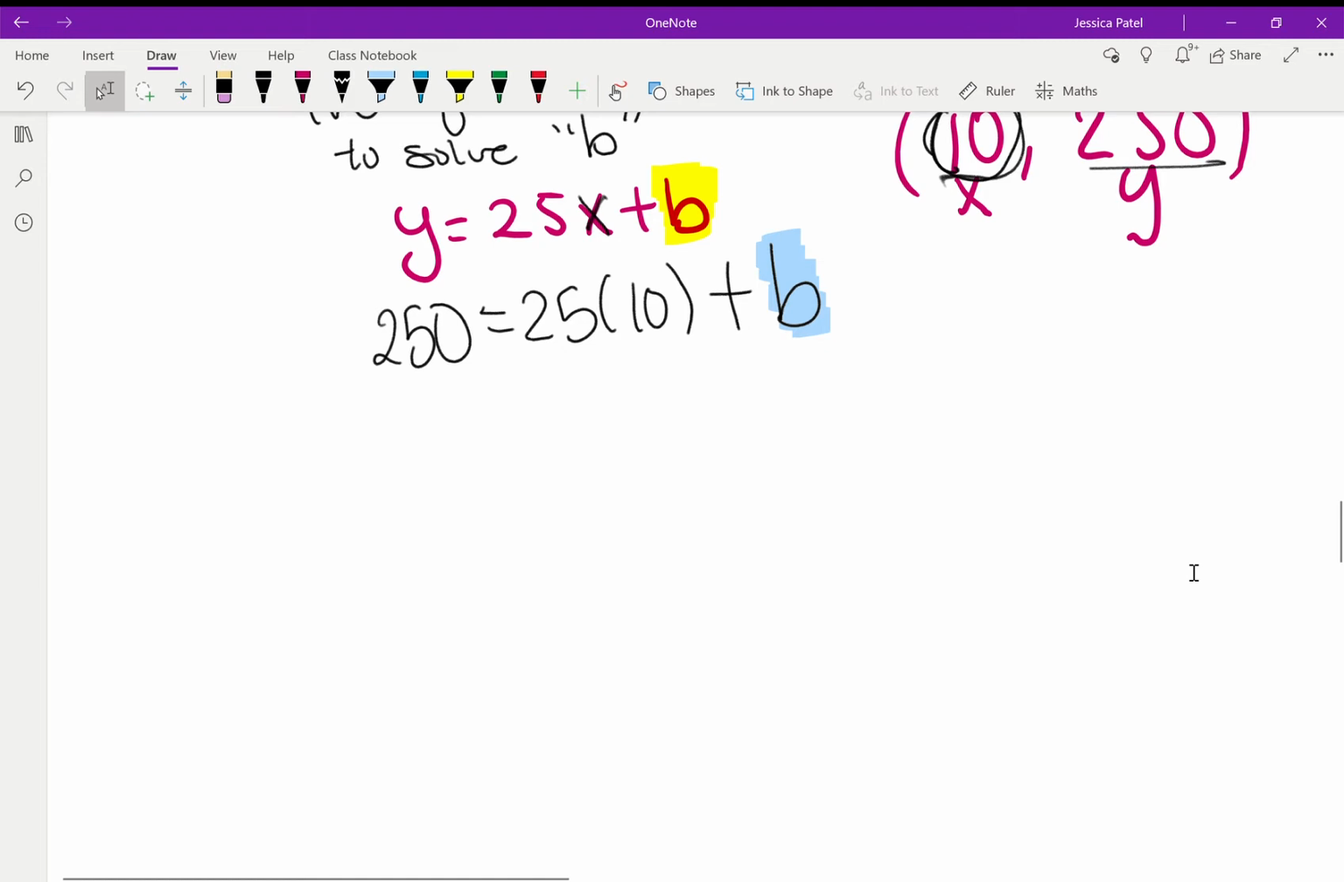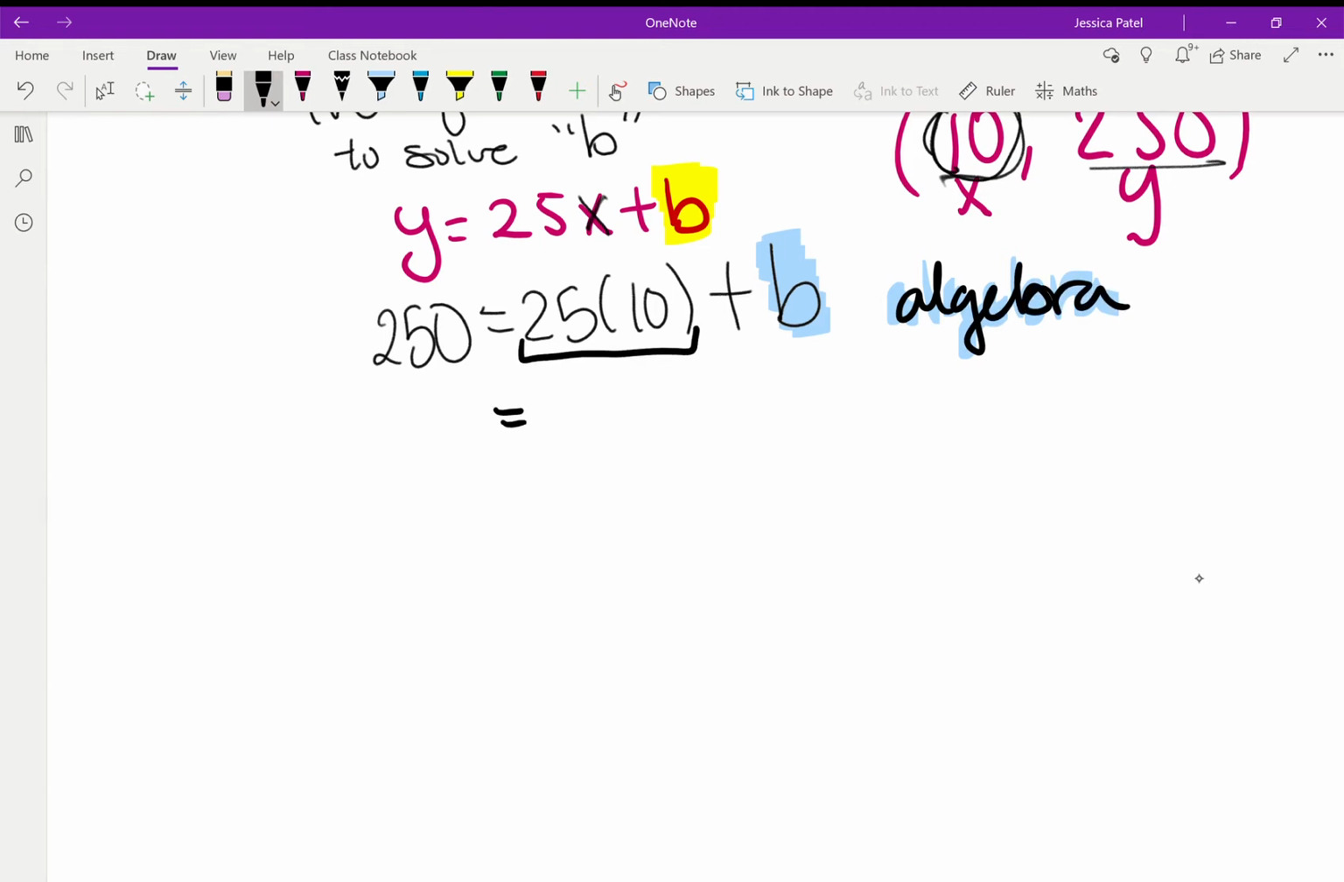Okay, so we're just going to use algebra now in order to end this. First thing you do, bracket, which is 25 times 10, so that's 250, plus b equals 250.